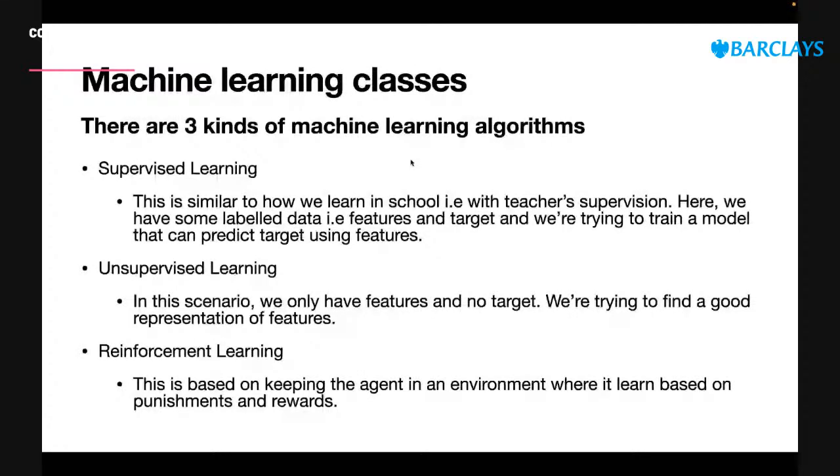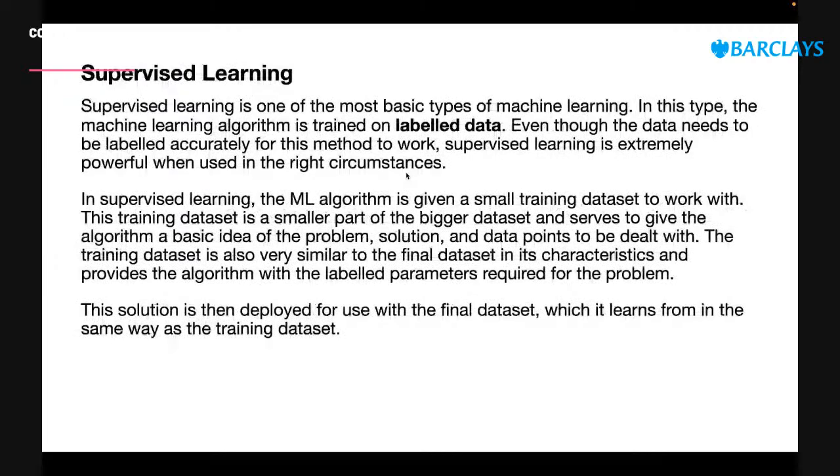Reinforcement learning, as I told you earlier, is kind of an agent which we put in an environment and ask to learn on its own on the basis of the punishment and reward which we give. If we punish it, it knows this is wrong, this is not correct. If we reward it, it thinks yes, this is the best way. These are the different kinds of machine learning algorithms which we use. In today's session, we'll go through supervised learning in detail.